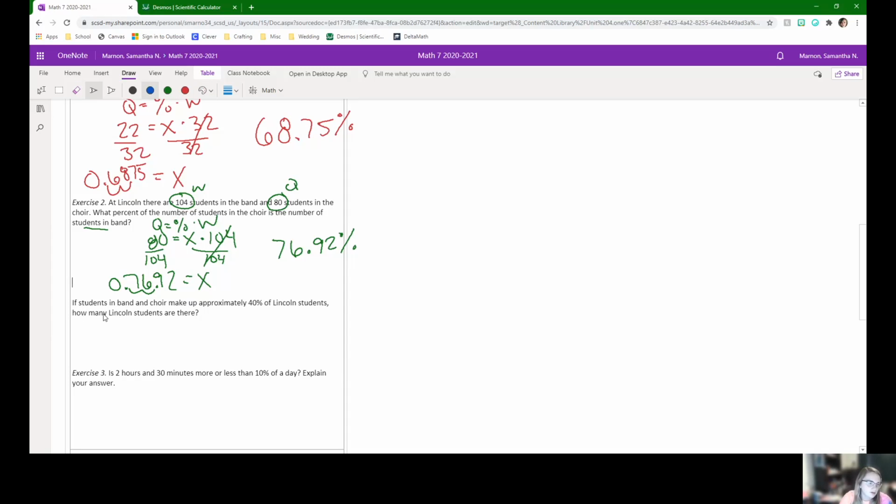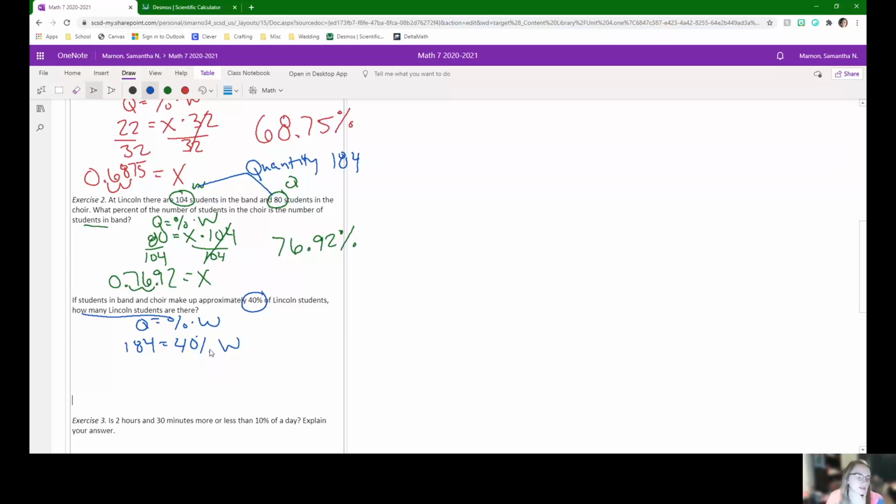The next question. If students in band and choir make up approximately 40% of Lincoln students, how many Lincoln students are there? So now they gave us the percent, but they're saying these numbers together are just a part or a quantity. I was going to write part, but I want to write quantity. So 104 and 80 together are 184 that are in the band and choir. So if we have quantity equals percent times whole, we have 184 equals 40% times some mystery whole, and we can keep using W. If you want, you can put an X.